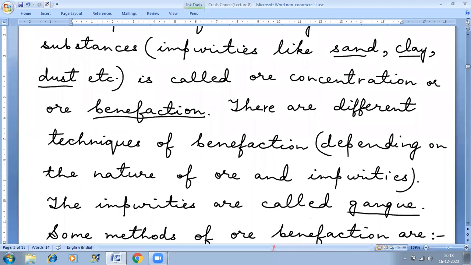Now, if you have to remove the impurities, we have to follow a particular process. The process, or the method, which is supposed to be followed for concentration of an ore depends on the type of the ore and also on the type of the impurities present in the ore. There are different techniques. You cannot use the same technique for all types of ores.